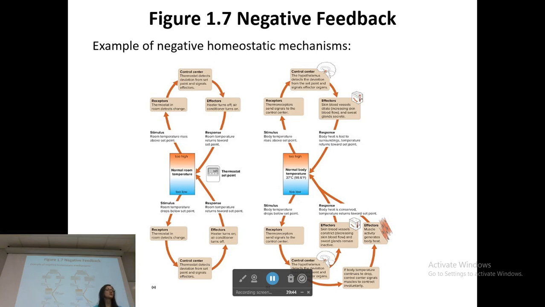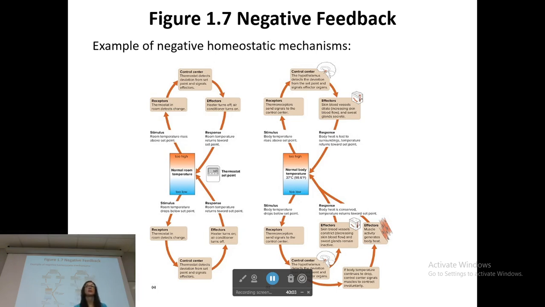Okay, if you're starting to dehydrate, it's going to stimulate you to want to drink more and also to retain more water within the blood. Okay, so that's negative feedback.